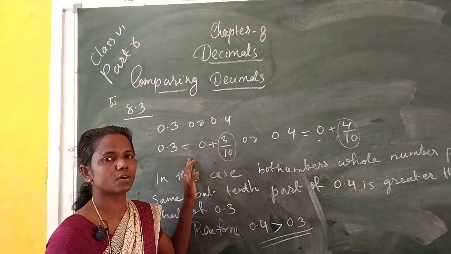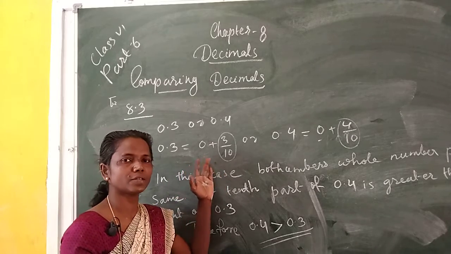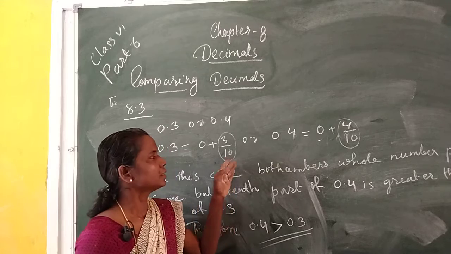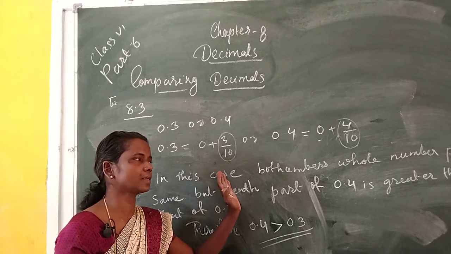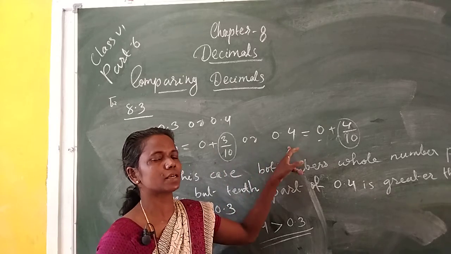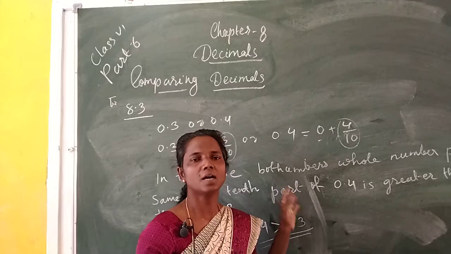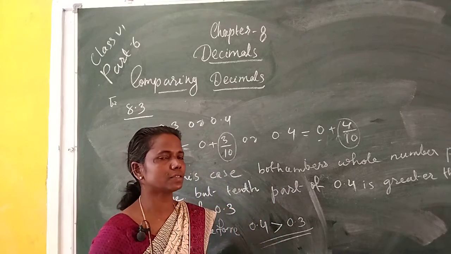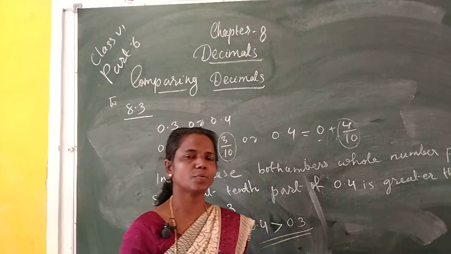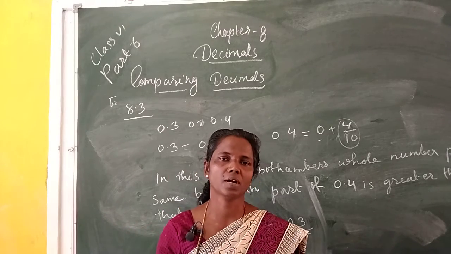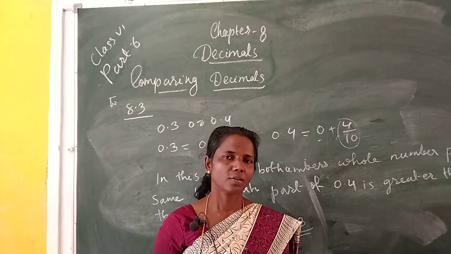First we look its whole number place, then if whole number places are same, we look 10th place, then if 10th place also same, then 100 place, then if 100 place same, we look which place? 1000 place, and we can compare the numbers and find out the greatest decimal number. Is it clear? Then this exercise 8.3 you can do yourself and write in your fair copy. Okay, thank you.